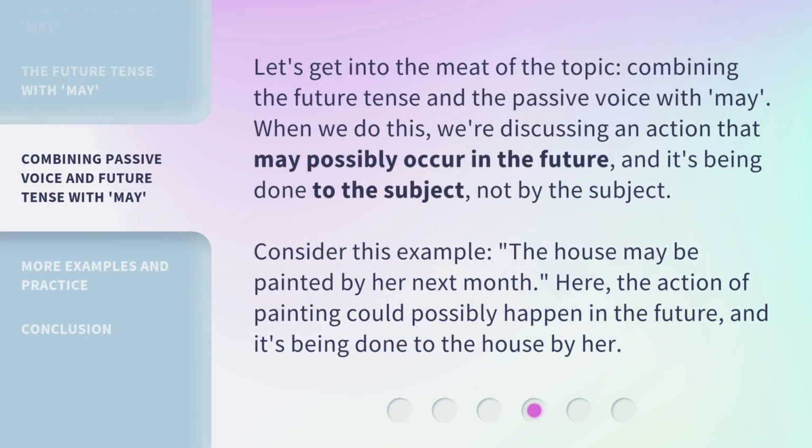Let's get into the meat of the topic, combining the future tense and the passive voice with may. When we do this, we're discussing an action that may possibly occur in the future, and it's being done to the subject, not by the subject. Consider this example. The house may be painted by her next month. Here, the action of painting could possibly happen in the future, and it's being done to the house by her.